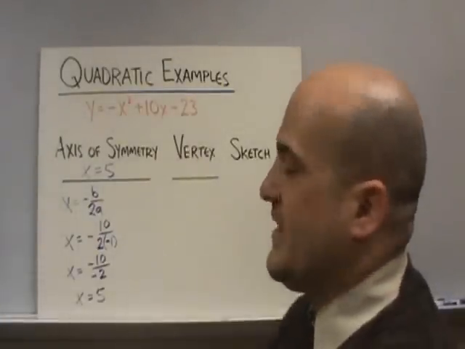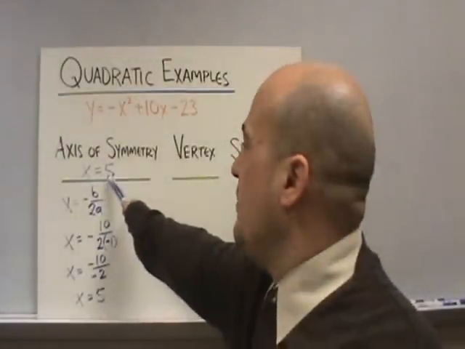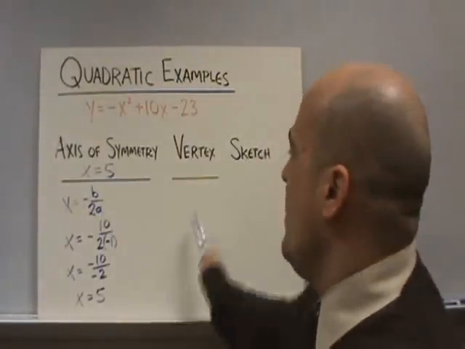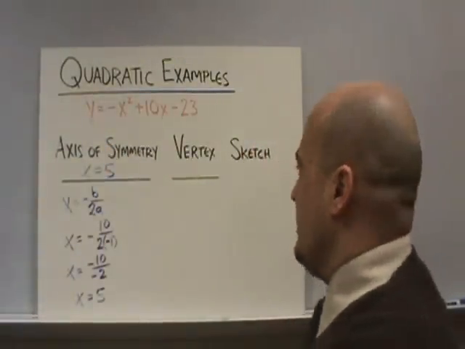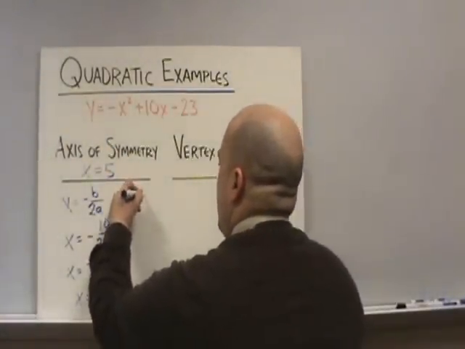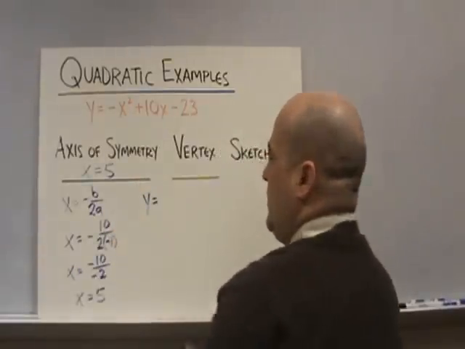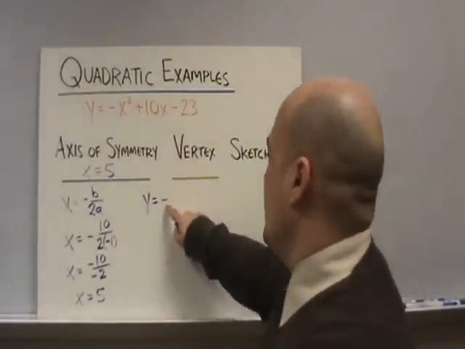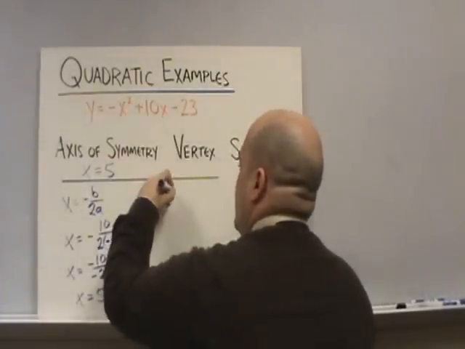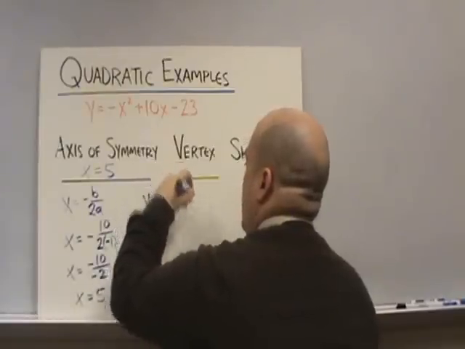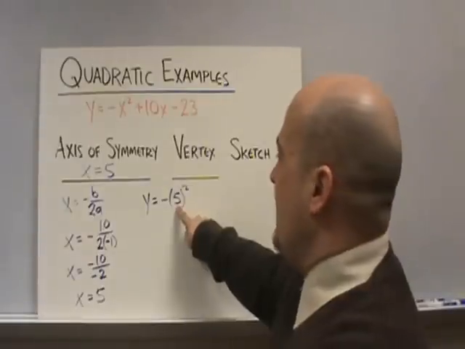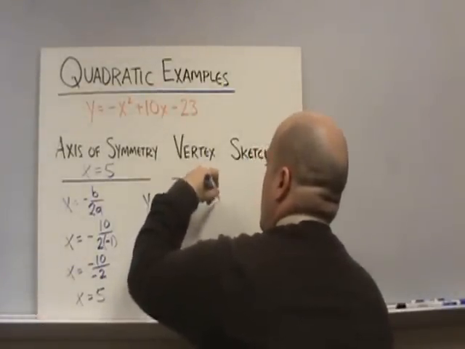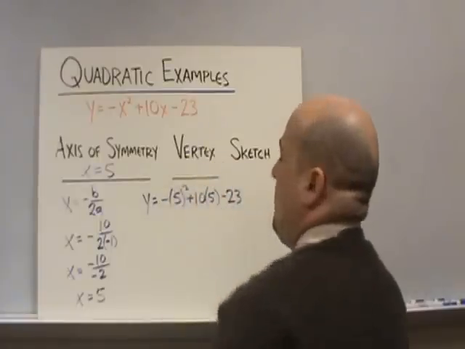Next we want to look for the vertex. And again, we already know what x equals because the axis of symmetry goes through our vertex. So we know x has to equal 5. We just need to figure out what y equals now. If I just solve this out, y equals negative, don't forget that negative sign. In parentheses, we've got 5. Our x value is 5, so we have 5 squared plus 10 times 5 minus 23.